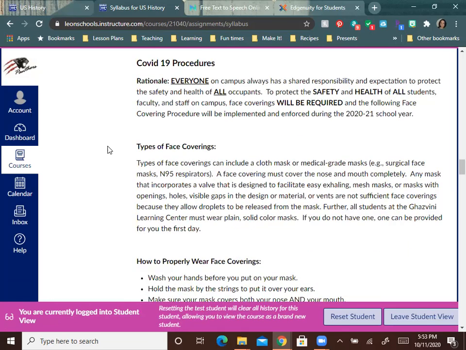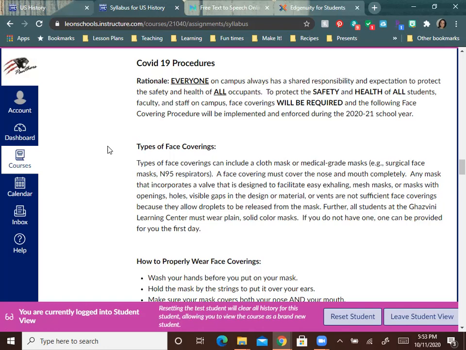COVID-19 procedures. Everyone on campus always has a shared responsibility and expectation to protect the safety and health of all occupants. To protect the safety and health of all students, faculty, and staff on campus, face coverings will be required, and the following face covering procedure will be implemented and enforced during the 2021 school year.